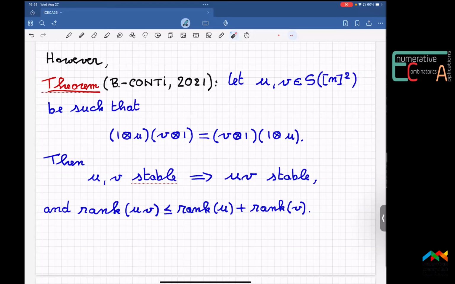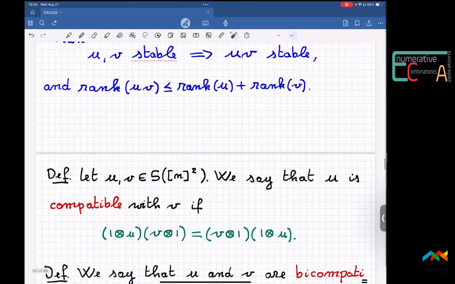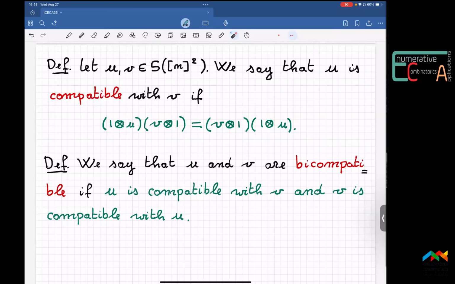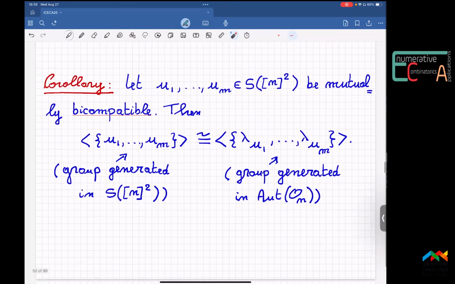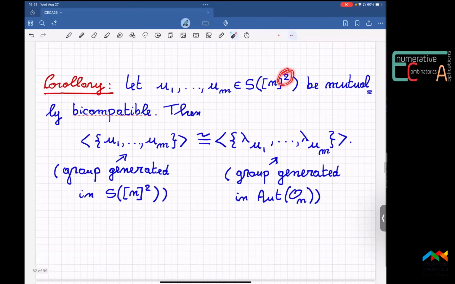So this condition proved to be so useful for us that we gave it a name. We say that U is compatible with V if 1 tensor U commutes with V tensor 1. And more than that, we say that U and V are B-compatible if U is compatible with V and V is compatible with U. By what I just said, if you have n squared, you have n permutations which are mutually B-compatible. This implies in particular that each one is B-compatible with itself, which is like saying that it is stable of rank 1.